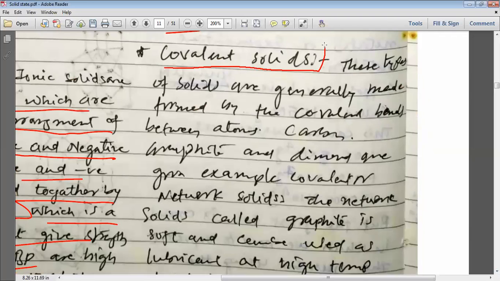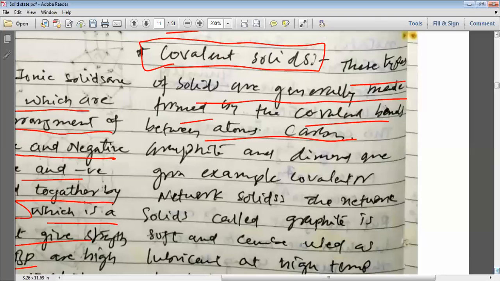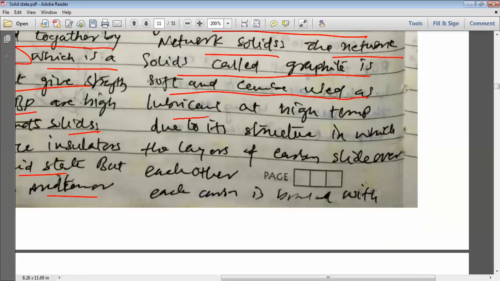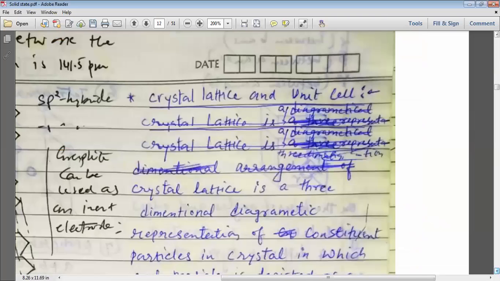Now, my dear students, we have the next one to study, which are known as the covalent solids. These type of solids are generally formed by the covalent bond between the atoms. Carbon has graphite and diamond as examples of covalent network solids. Graphite is soft and is used as a lubricant at high temperature due to its structure in which the layers of carbon slide over each other. Let us study the structure of graphite.